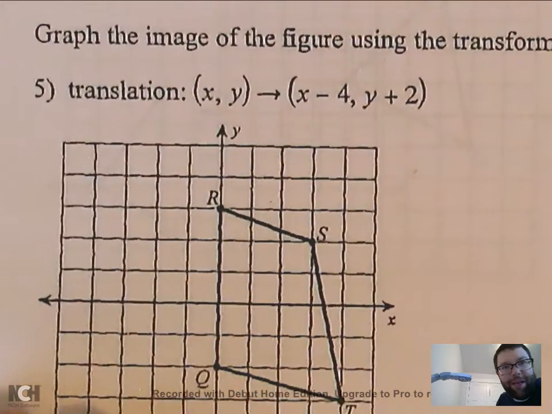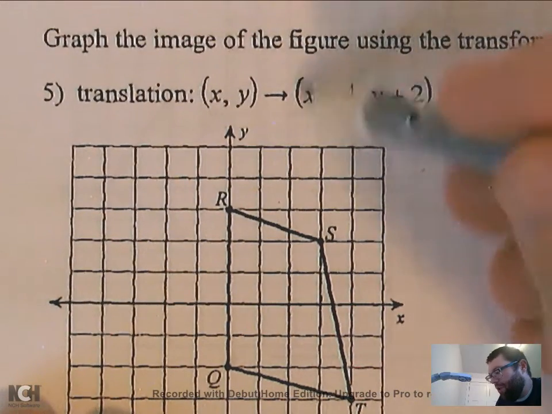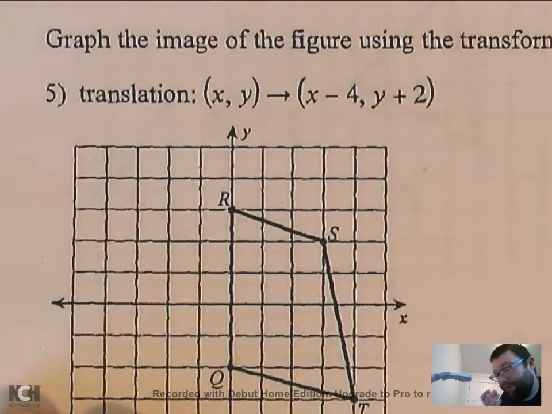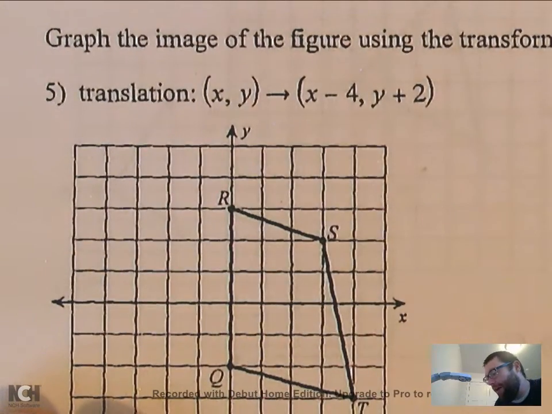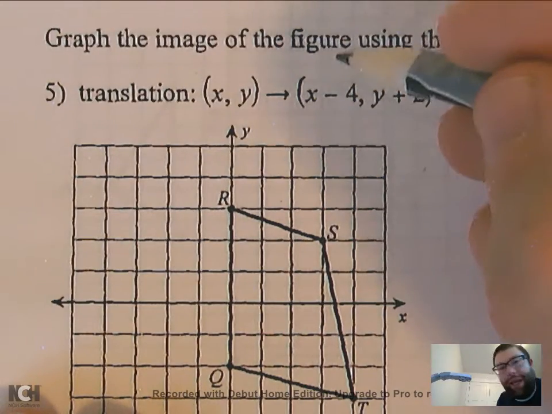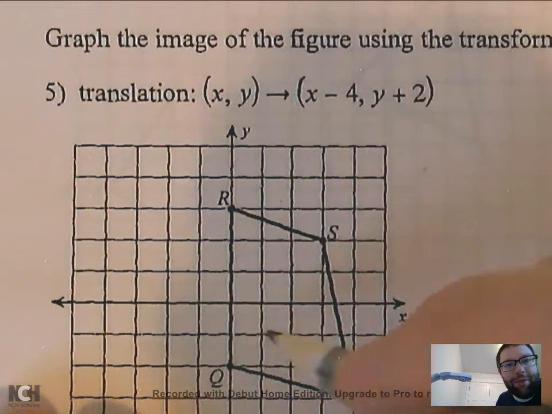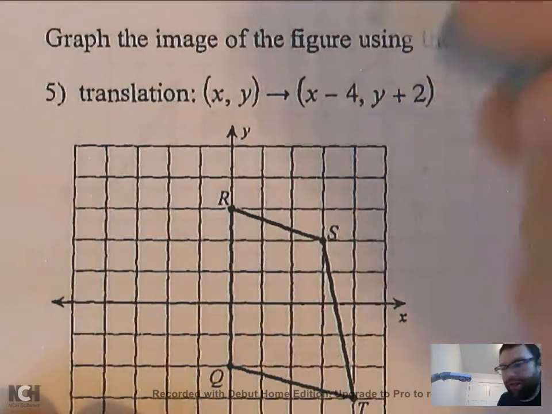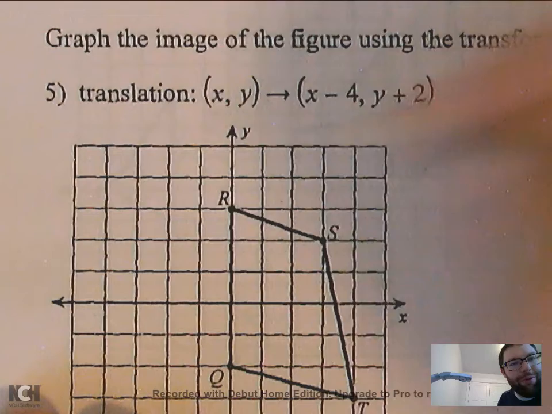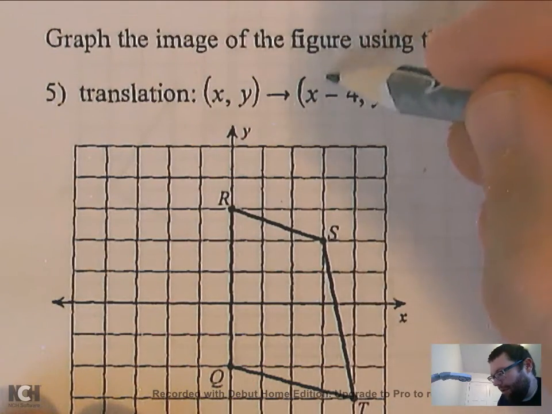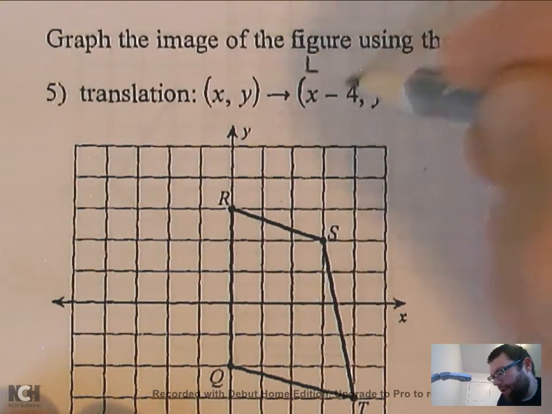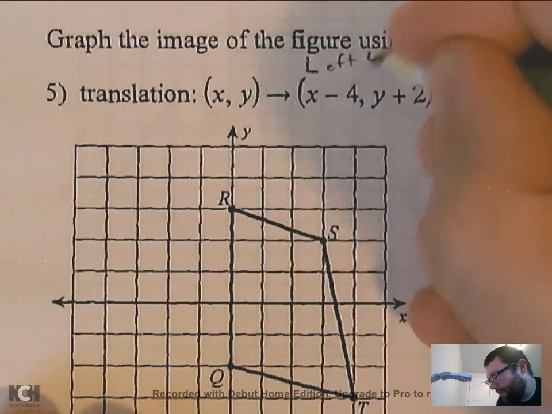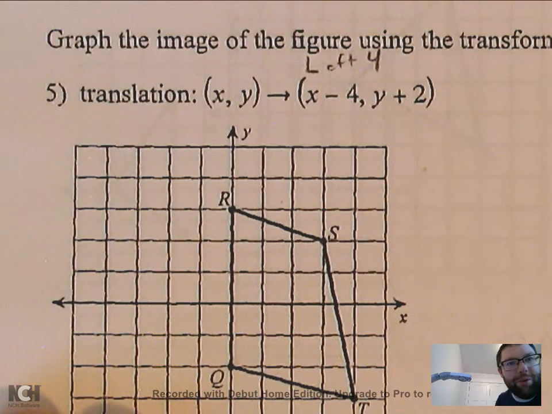This time we've got the written rule here. This is the more mathy way of saying left, right, up, down. If you take away numbers from your x value, that's going to move things to the left because that's the negative direction, right? If you were to add to the x value, it would move things to the right. So this is literally just saying left 4 spots. I'll write that on here. Left 4 is all x minus 4 means.